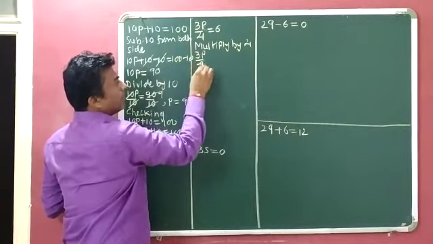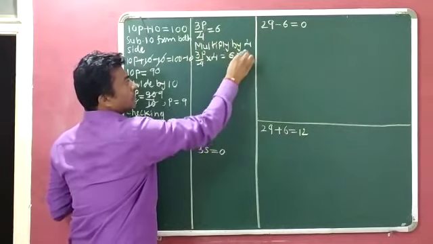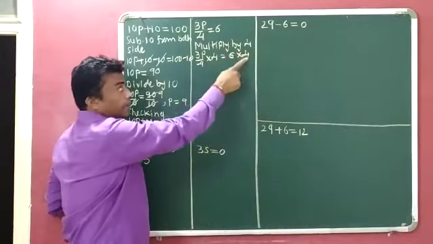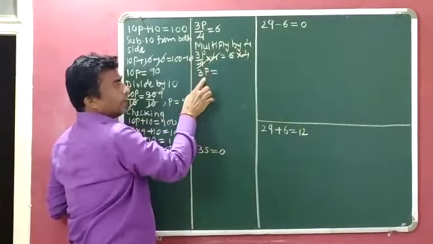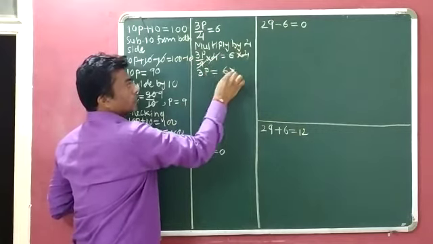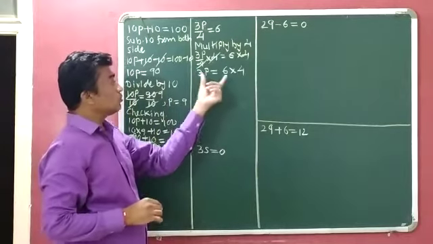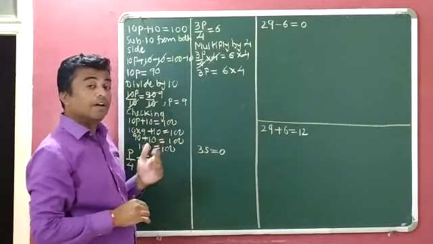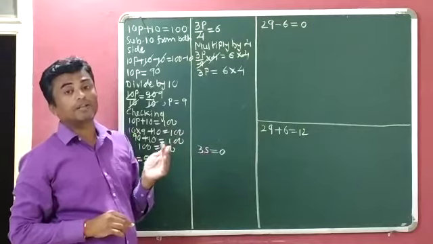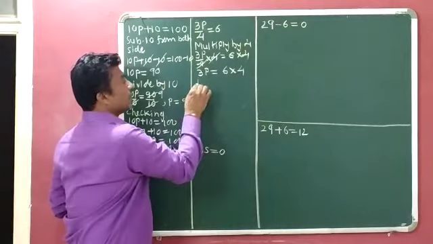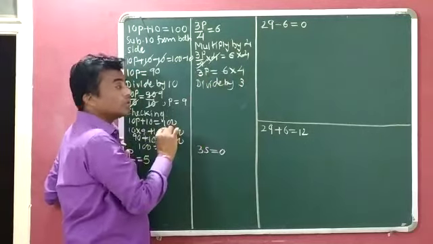See, 3p divided by 4. On this side I multiply by 4, and it is equal to 6 multiply 4 on the other side. The 4s cancel, so only 3p is left. So 3p is equal to 6 multiply 4. Now the relation between 3 and p is multiplication, so we can divide by 3 on both sides. Why can we divide by 3? Because the relation between 3 and p is multiplication. So divide by 3 on both sides.